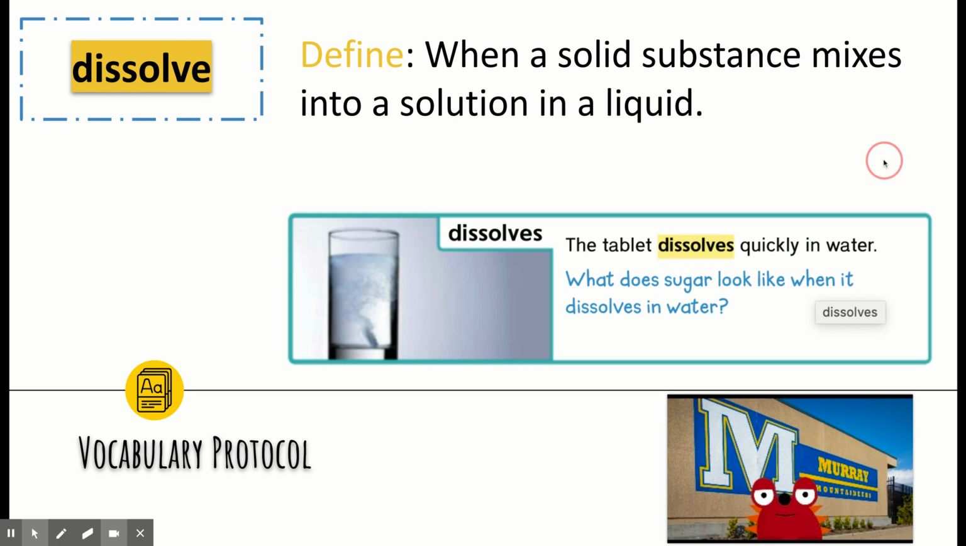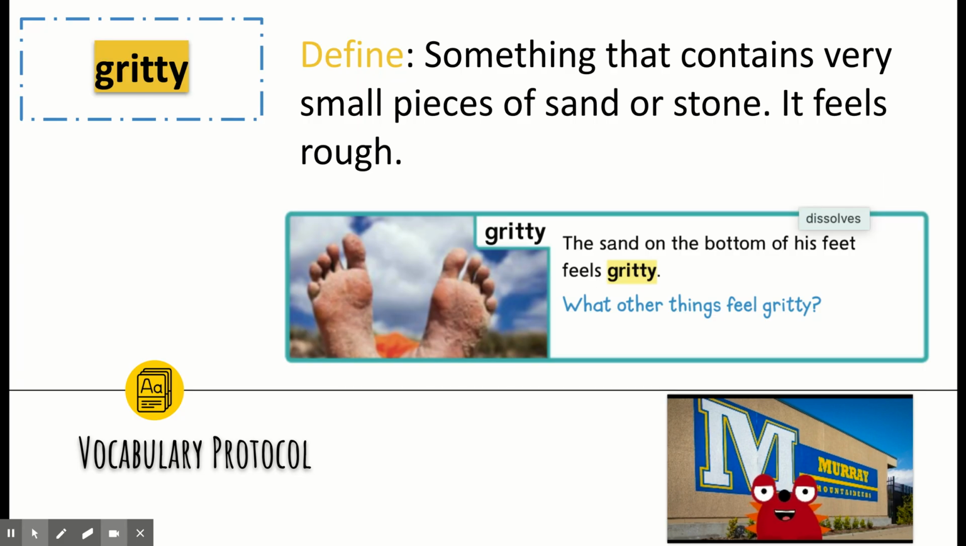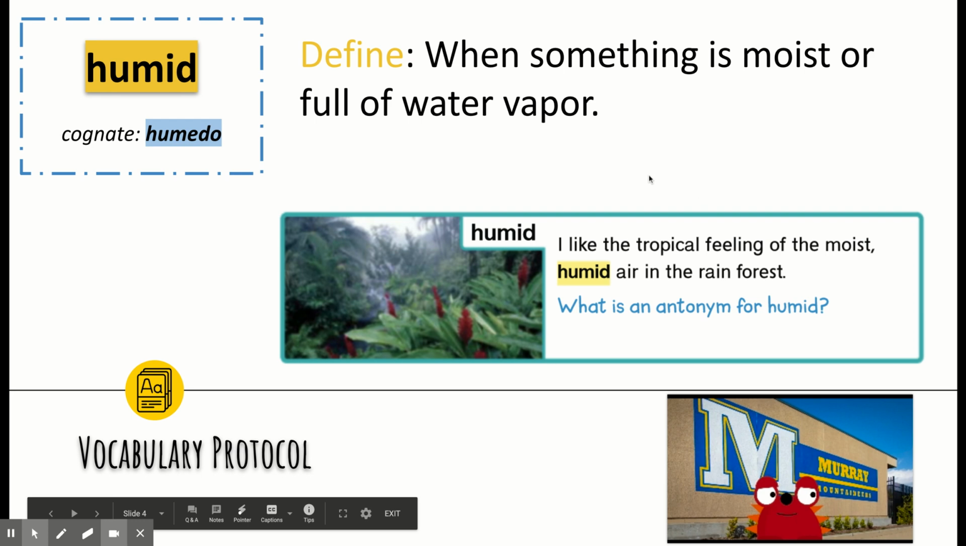Next word is gritty. Say it out loud. Gritty. The definition: something that contains very small pieces of sand or stone. It feels rough. So you might have a gritty surface, or you might have a gritty texture. Now, even if it doesn't really have sand, if it feels like it has sand, then we call it gritty. But especially if it does have sand or little tiny stones, then it is gritty. The example sentence: the sand on the bottom of his feet feels gritty.